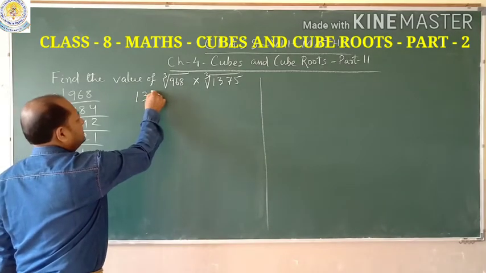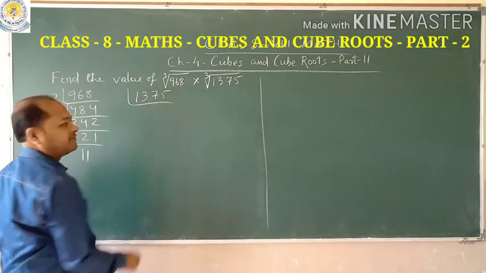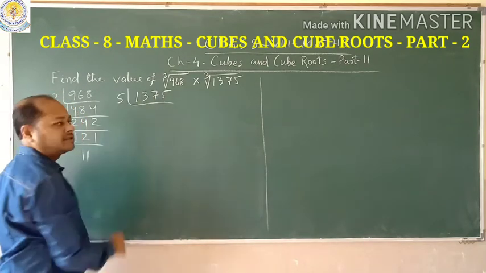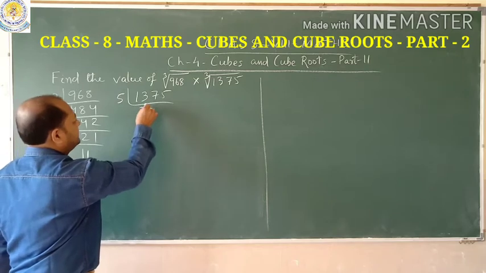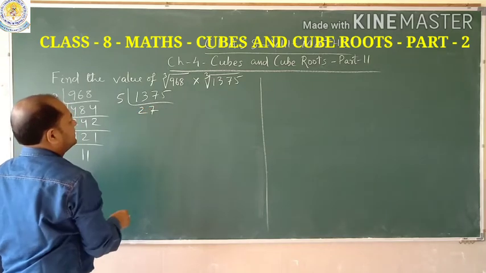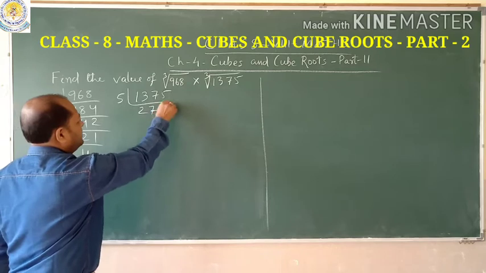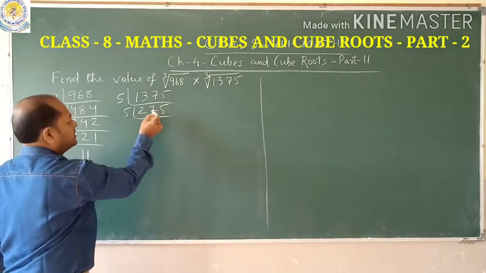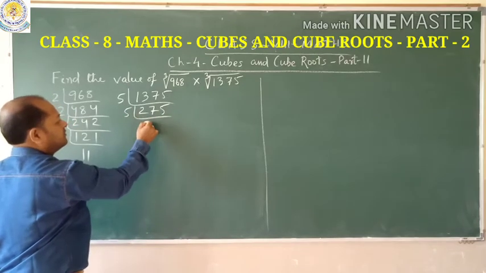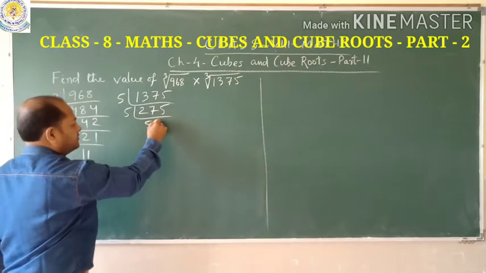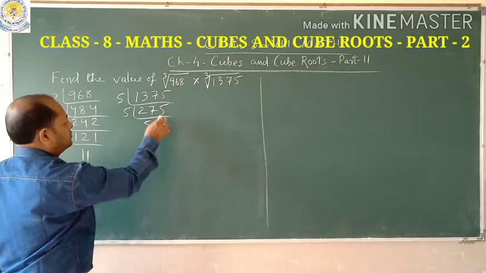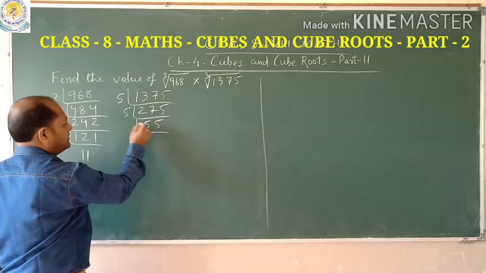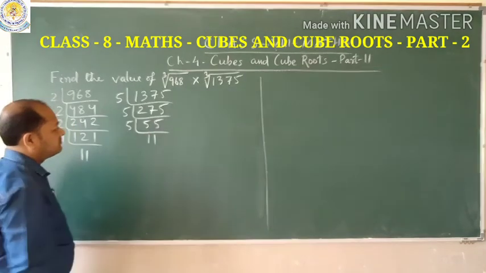Now let us find the factors of 1375 with the prime factorization method. It is observed that the unit place is 5 here, so it is divisible by 5. 5 twos are 10, 5 sevens are 35, and 5 fives are 25, so we get 275. Again the unit place is 5, so the number is divisible by 5, 5 fives are 25, so we get 55. Again the unit place is 5, so 55 is divisible by 5, 5 elevens are 55.